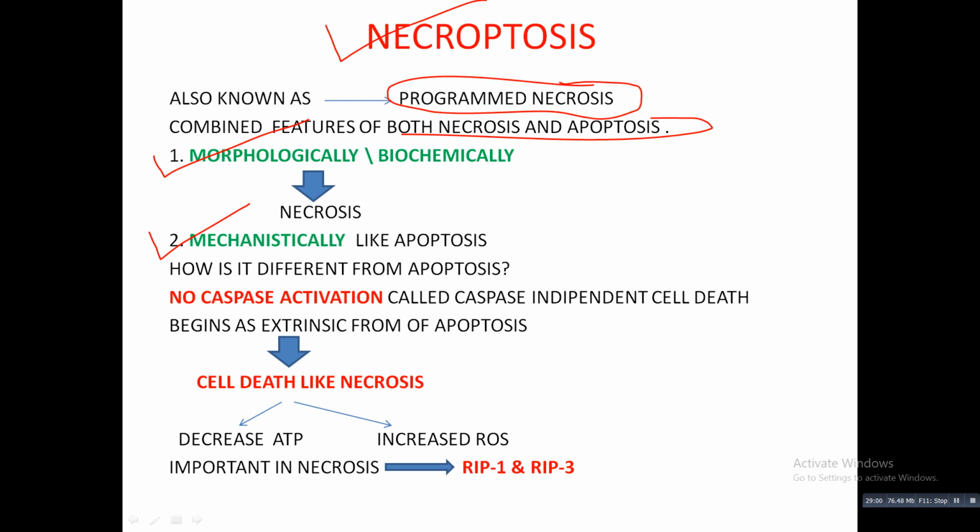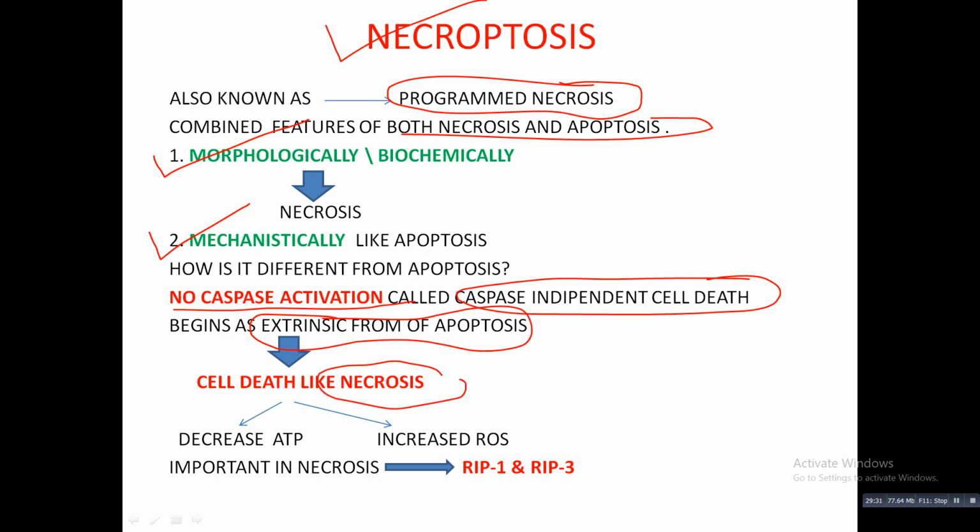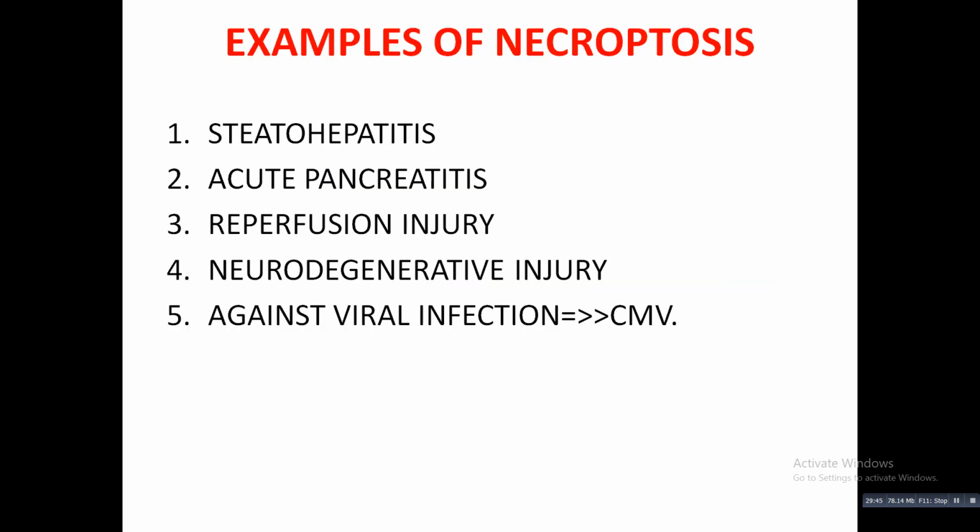But the death pattern begins as the extrinsic form of apoptosis, that is the death receptor pathway, via which it starts. But cell death ultimately occurs like necrosis. For example, as we have seen in the beginning of our lecture, reduced ATP and increased ROS production. Now important for necroptosis are two proteins, RIP1 and RIP3. Let us look at certain examples of necroptosis. Number 1 is steatohepatitis. Number 2 is acute pancreatitis. Number 3 is reperfusion injury. Number 4 is neurodegenerative injury. Number 5 is against viral infection. So examples of necroptosis are steatohepatitis, acute pancreatitis, reperfusion injury, neurodegenerative injury, and against viral infection.